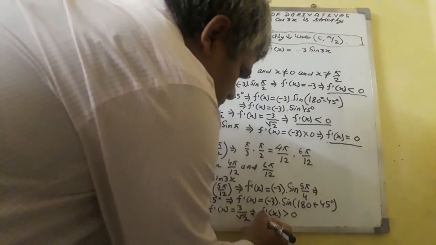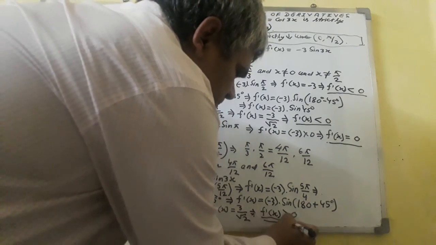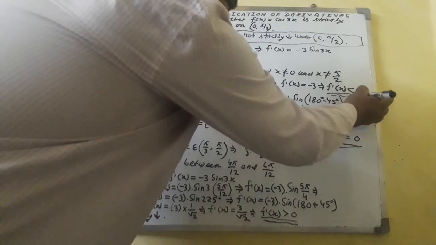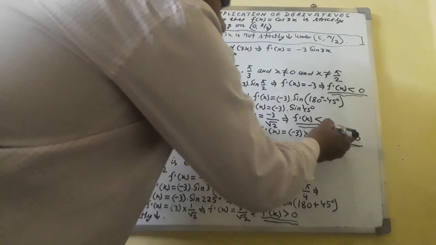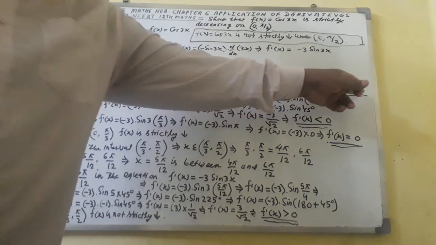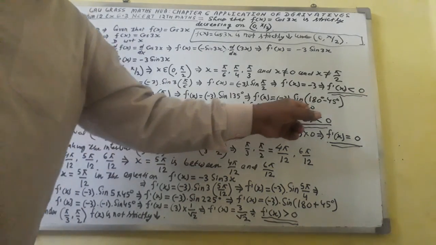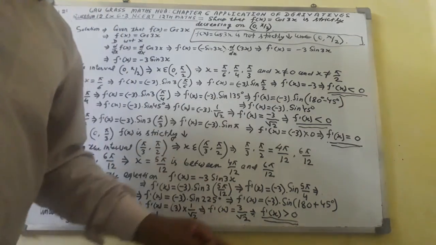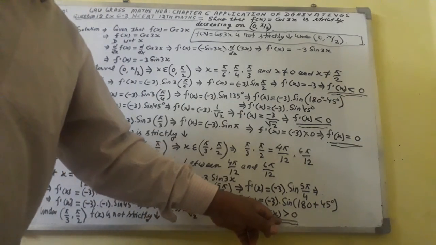Here you have got f dash of x less than 0. Here f dash of x equal to 0, here f dash of x is greater than 0.